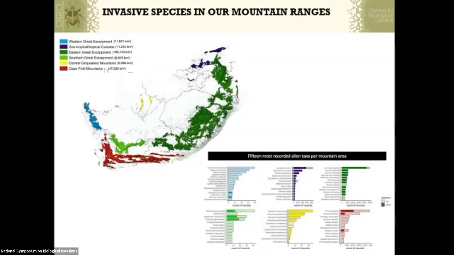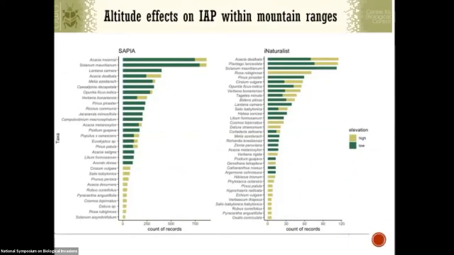And as can be expected, we found different species were more dominant in the different mountain ranges. Obviously, this would then mean that each mountain system, as it has a different suite of invasive species, requires unique management strategies for those dominant invasive species in those systems.